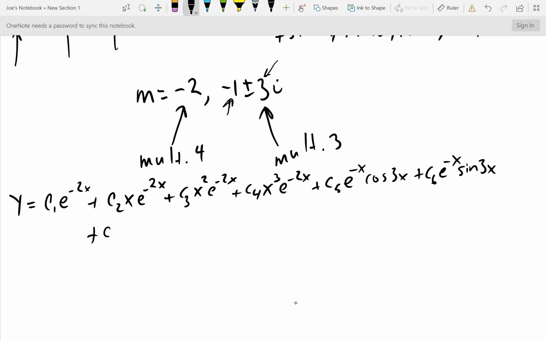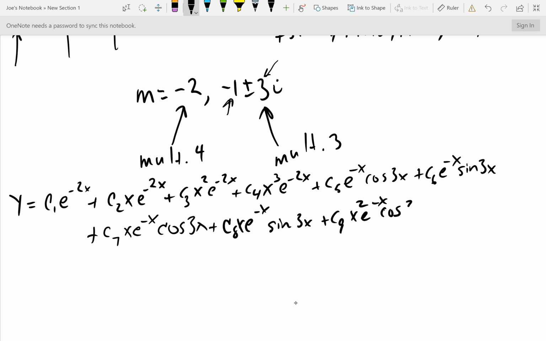So we'll finish this off by doing c7 x e to the -x cosine 3x, c8 x e to the -x sine 3x, c9 x squared e to the -x cosine 3x, and c10 x squared e to the -x sine 3x. And that would be our solution.